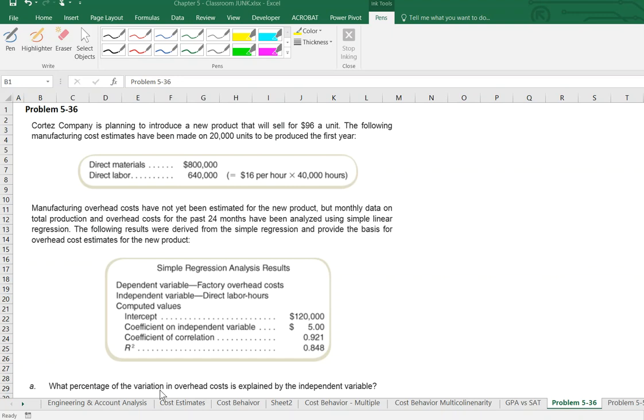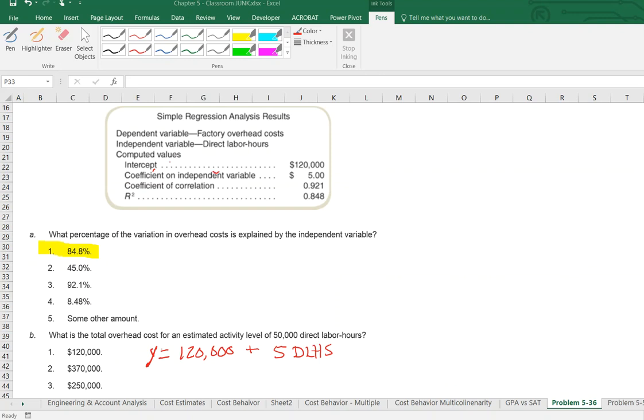What percentage of our variation in overhead cost is explained by the independent variable? Our independent variable in this case was direct labor hours. And we see our R square is 0.848. So what percentage of our variation was explained by it? This would be 84.8%. So our equation for estimating our overhead cost is $120,000 for our intercept plus $5 per direct labor hour.